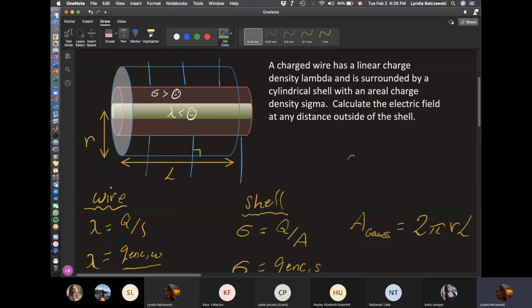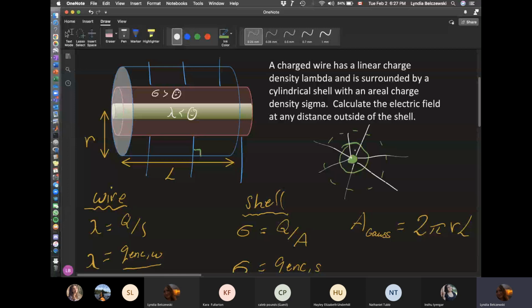Looking at it from the side, or more like head on, here's the wire with the shell around it and your Gaussian surface around that. Ooh, that is a rough Gaussian surface. We'll try that again. Okay, your electric field lines are going to come in or out, not really sure yet, but that's okay, in or out of the wire and cylindrical shell. And they're going to be at 90-degree angles to your Gaussian surface the whole way through. So that's good.